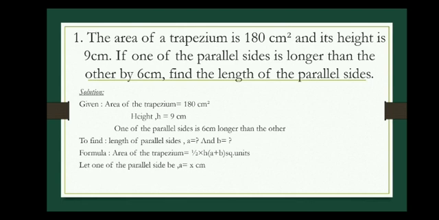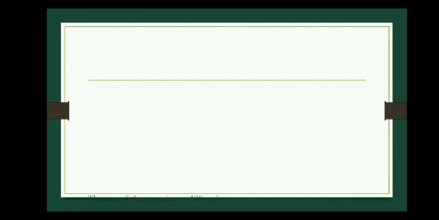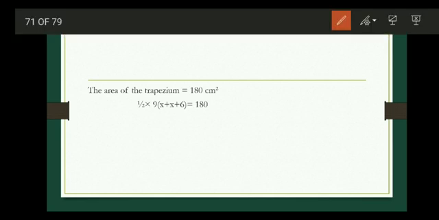Let one of the parallel sides be a equal to x centimeter. So we are taking one parallel side as x centimeter. Since they have given that the other parallel side is 6 centimeter longer than this one, we'll take b equal to x plus 6 centimeter. The area of the trapezium is given as 180 centimeter square. Substitute in the formula in place of area. And since height is given and we have taken a as x and b as x plus 6, we'll substitute that also. First we'll solve inside the bracket.